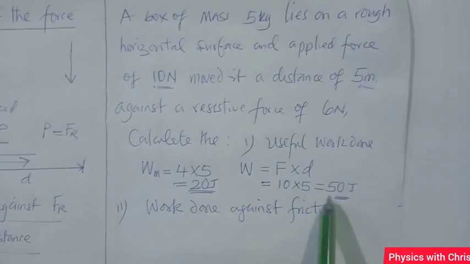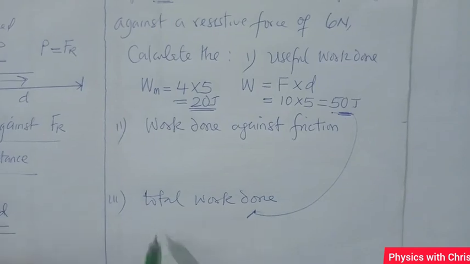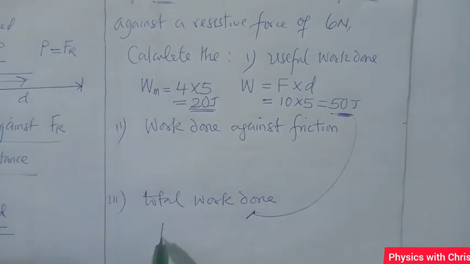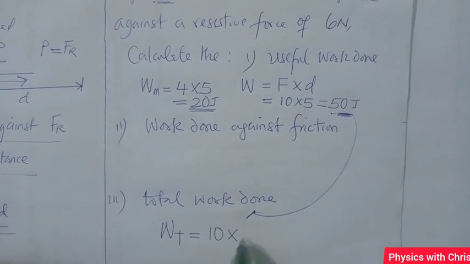This 50 joule I calculated is for the total work done. You see, the total work done by the applied force, let me call that WT, is equal to 10 times 5.